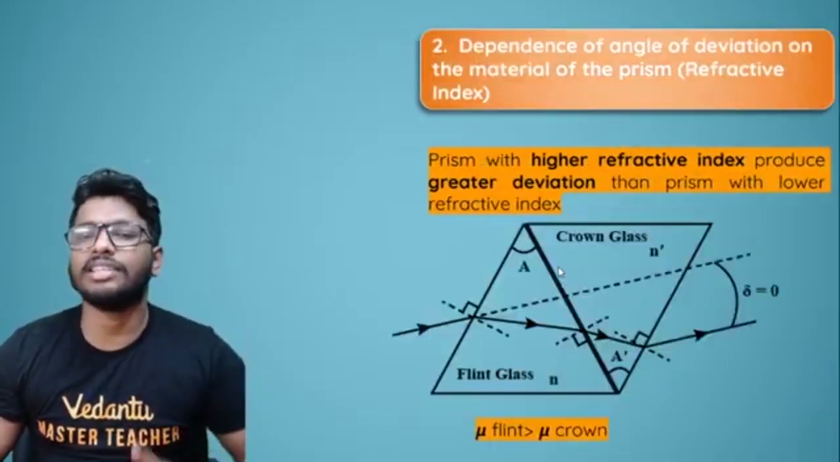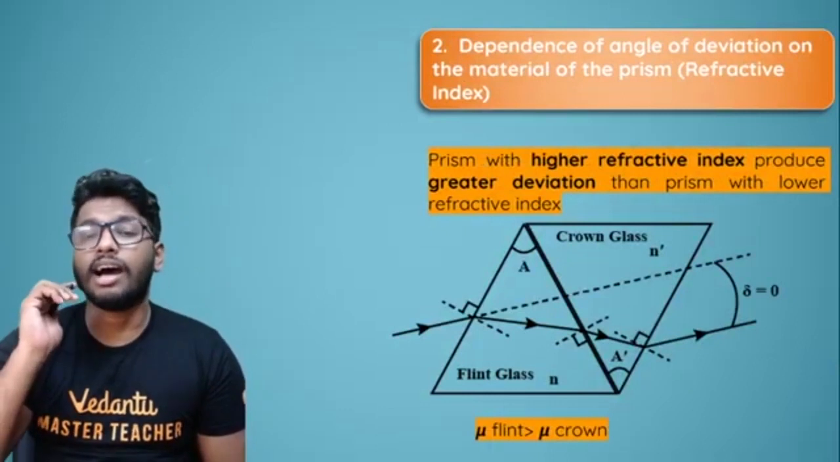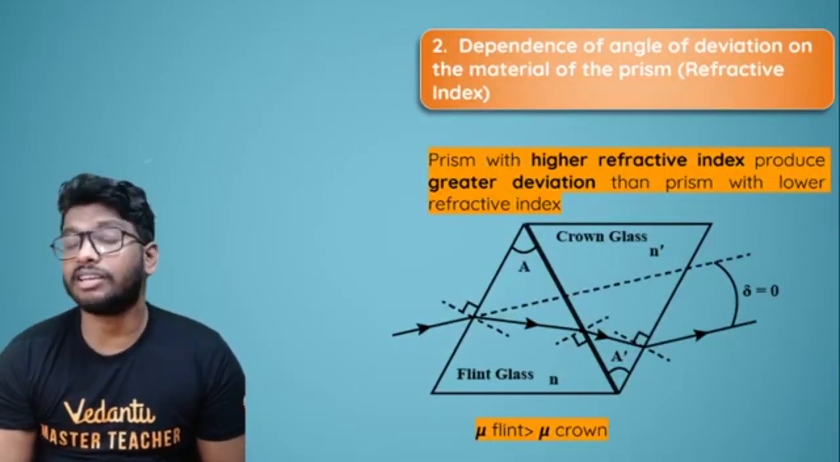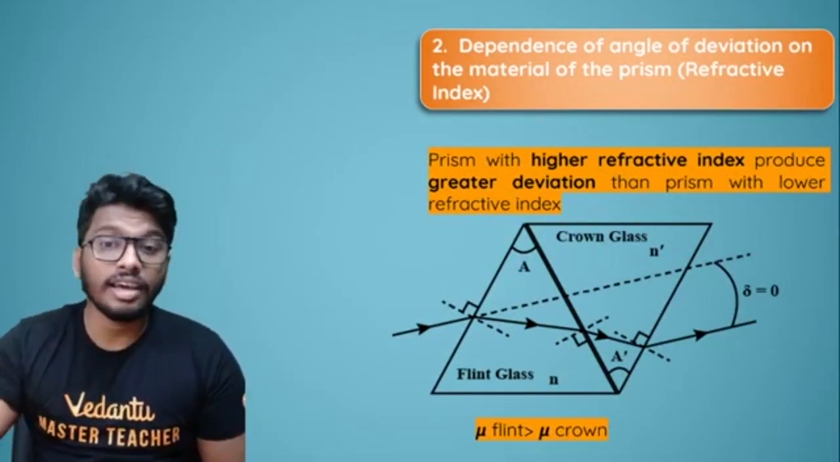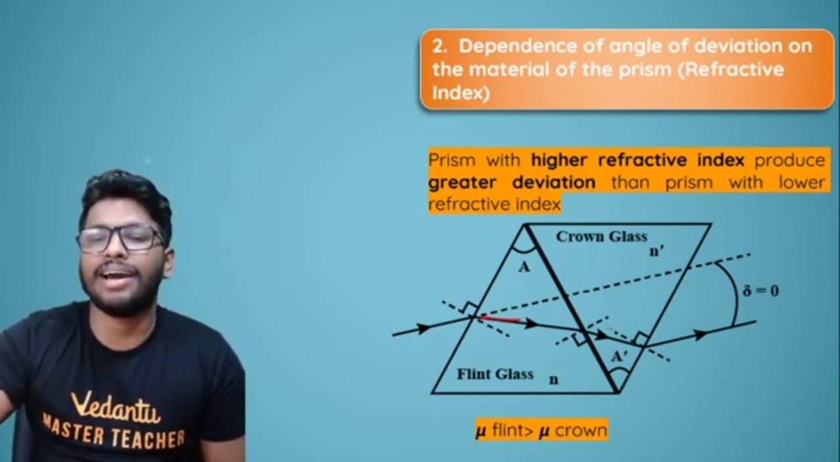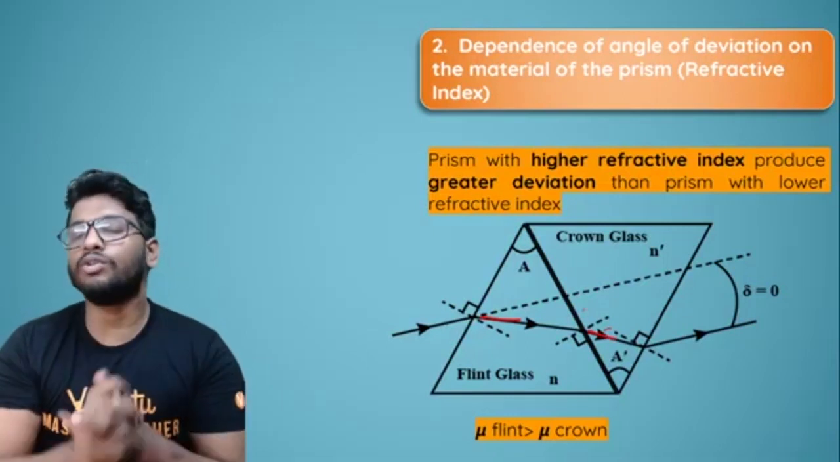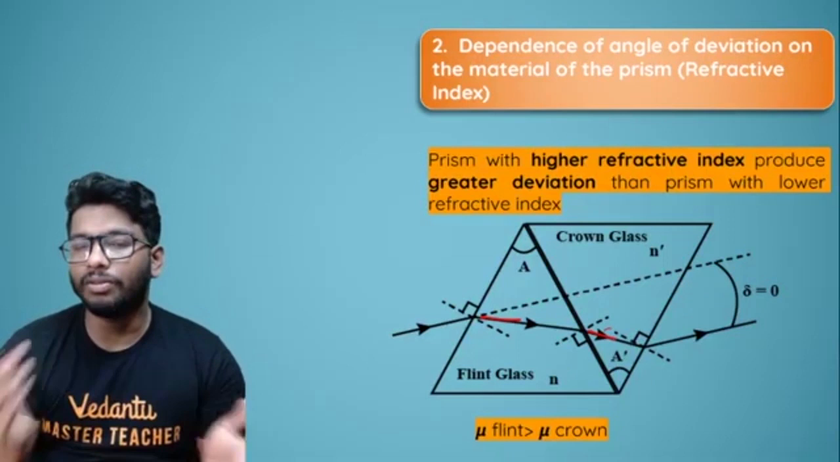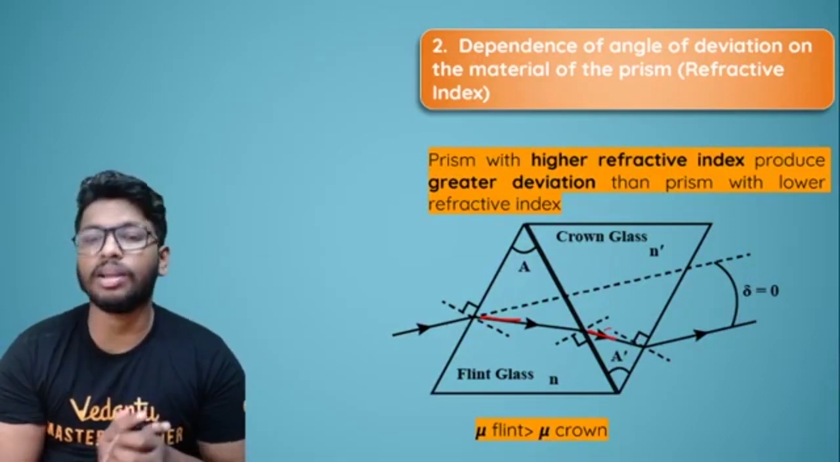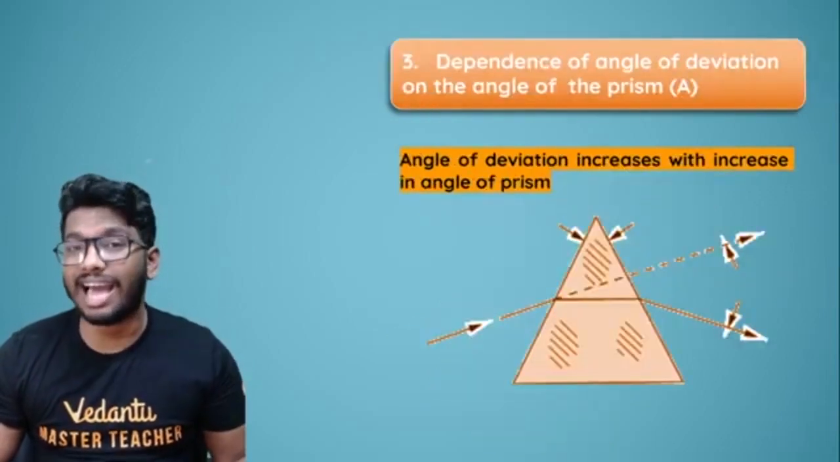For example, if you look at flint glass and crown glass, the refractive index of flint is greater than crown. So if you see this, flint has a greater angle of deviation compared to crown glass, where the angle of deviation is far more minimum. So it also depends on the material as well. The higher the refractive index, the greater would be the deviation.